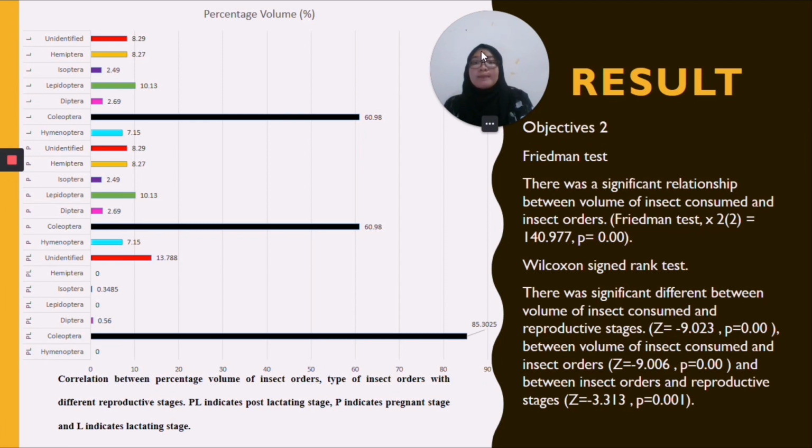So we can see the percentage of Coleoptera, Diptera, Lepidoptera, Hemiptera, and so on is much more varied compared to the post-lactating, where the Hymenoptera is 0%, where the Hemiptera is 0%. It shows that in the post-lactating stage, the insect consumed is less varied compared to the pregnant and lactating. This shows a great significant difference in their relationship.